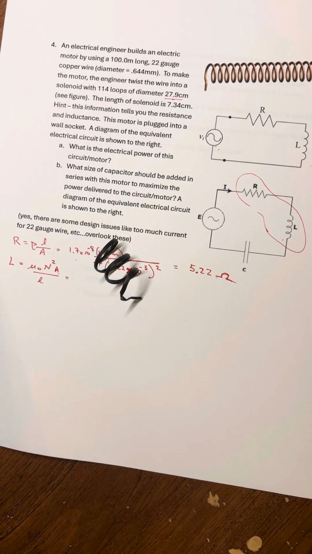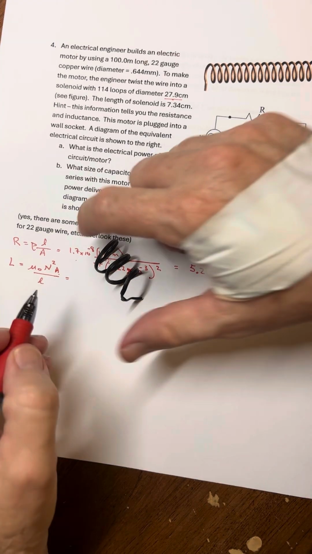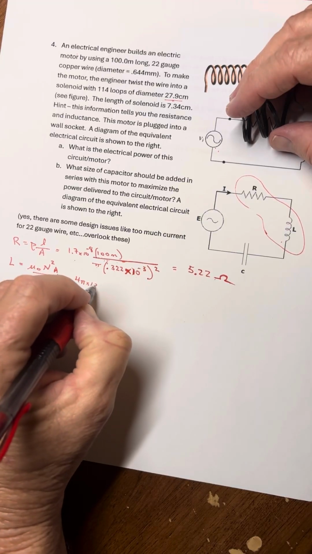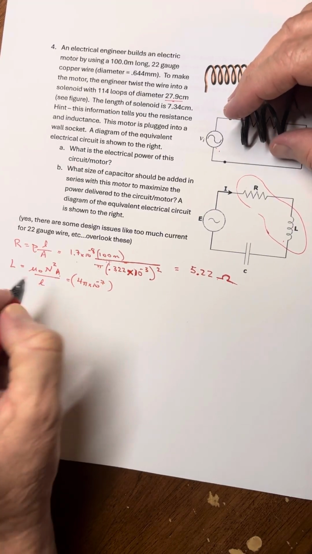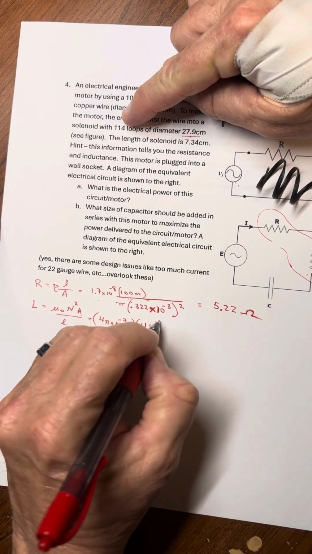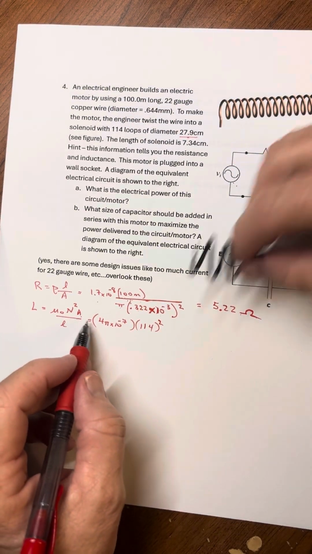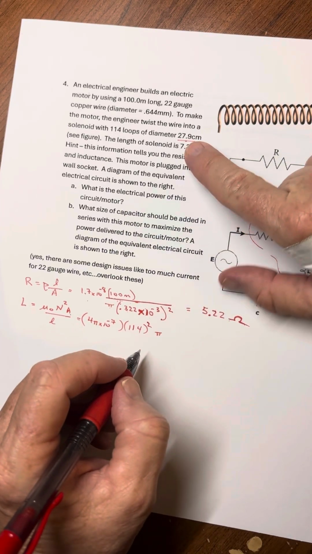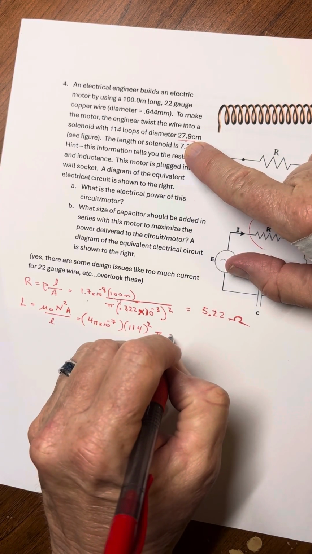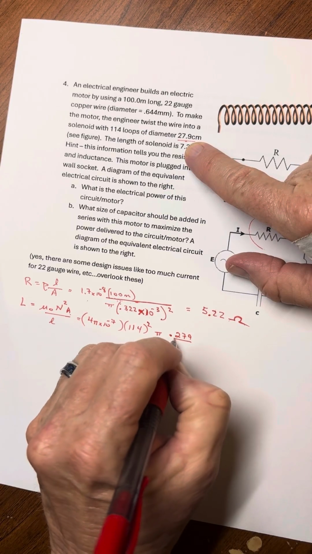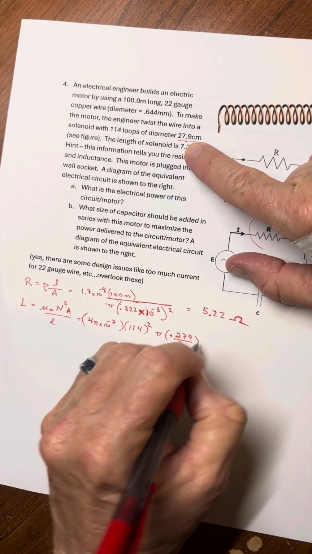And when I got up to get that, I lost my pen. Oh, here it is. Okay. So this would be 4 pi times 10 to the minus 7. And the number of turns is 114. And then this area would be pi r squared. So let me take this 0.279 and cut it in half and square it.